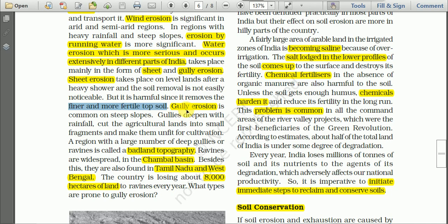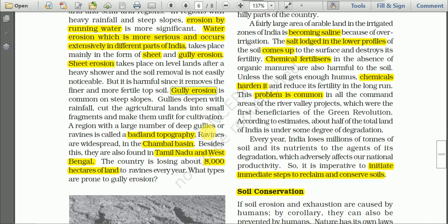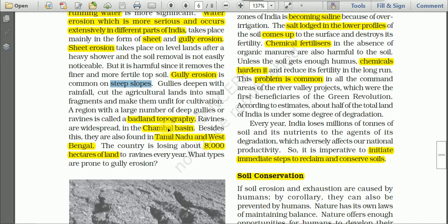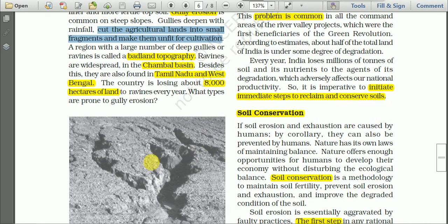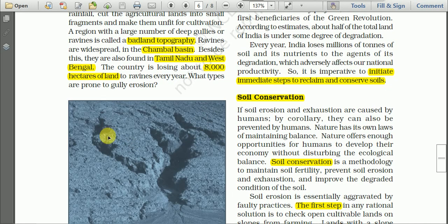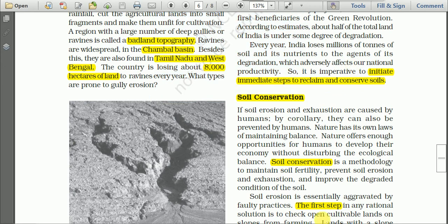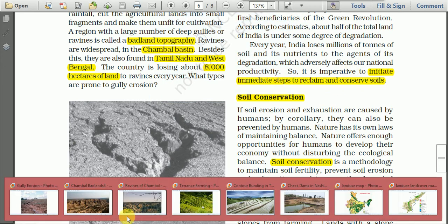Okay, next we have gully erosion. Gully erosion is common on steep slopes. Gully erosion is common in the hilly areas. Okay, and gullies deepen with rainfall, cut the agricultural lands into small fragments and make them unfit for cultivation. Okay, as you see here, this photograph shows this gully erosion, and we have these photographs also.